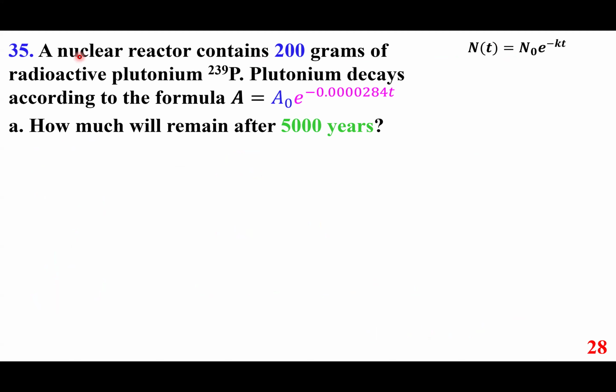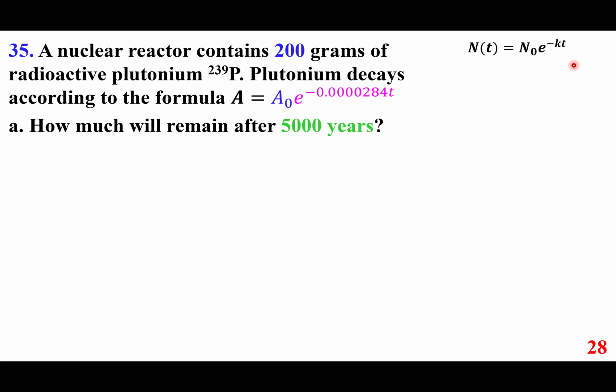A nuclear reactor contains 200 grams of radioactive plutonium-239, and plutonium decays according to the formula A equals A sub 0 e to the power of negative 0.0000284 T. How much will remain after 5,000 years? And the concept of exponential growth versus exponential decay. Exponential growth, we have the concept of doubling time. Exponential decay, we have the concept of half-life. And normally something like this, N of t equals N sub 0 e to the power minus kt.